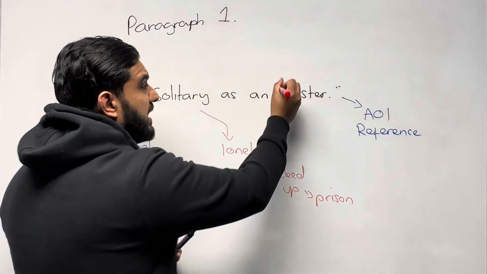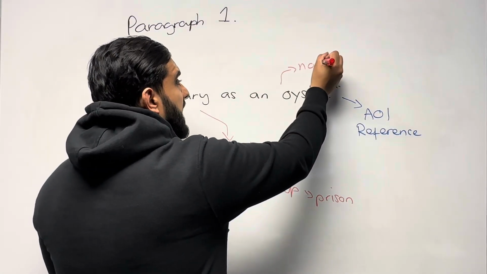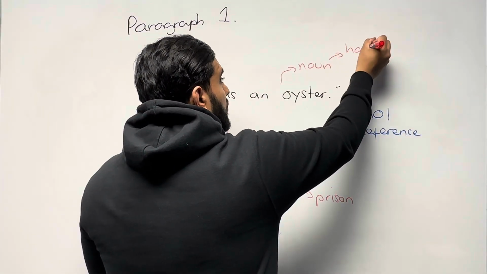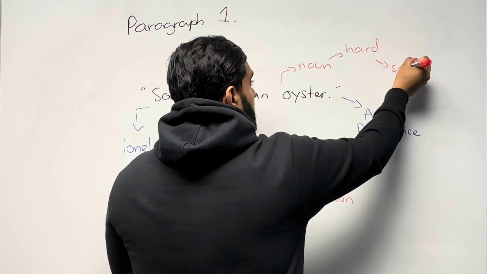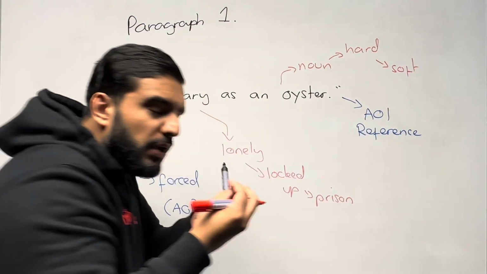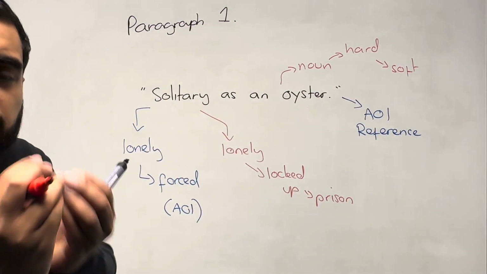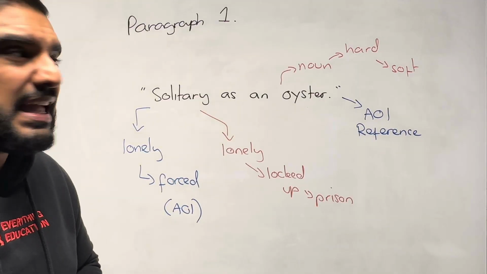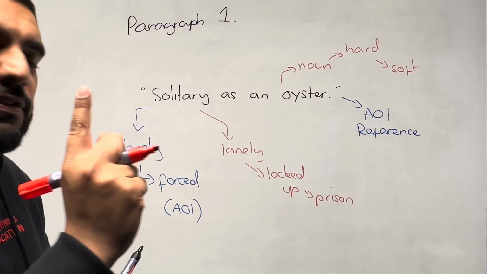How can I prove that even further? Then we have to look at the noun "oyster". An oyster is hard on the outside, soft on the inside, and in the soft part is where the important part of the oyster lies. Now we want to get an even higher grade.